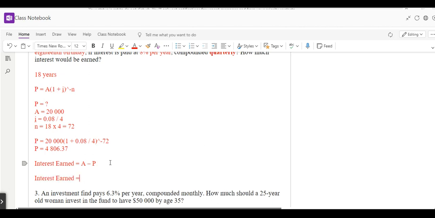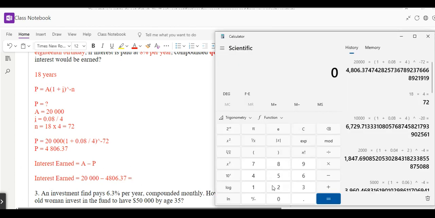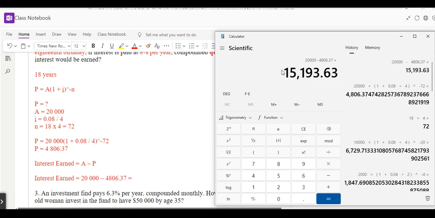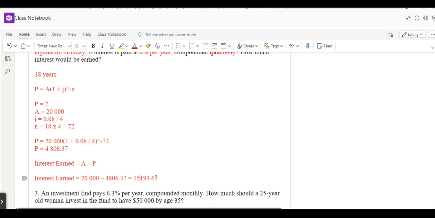So the interest earned will be equal to that $20,000 minus the $4,806.37. And so on our calculator, if we do this, 20,000 minus $4,806.37, we're going to get this $15,193.63. Okay, so not so bad.